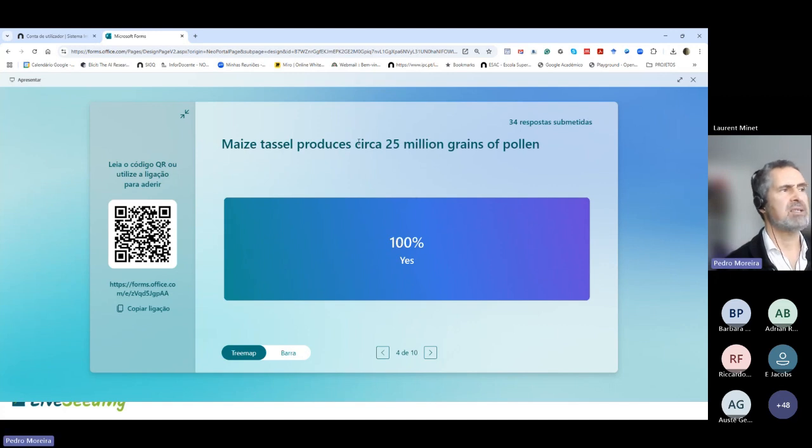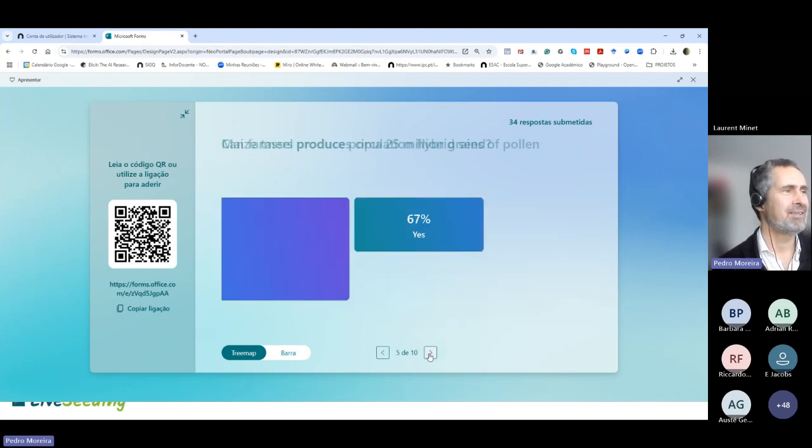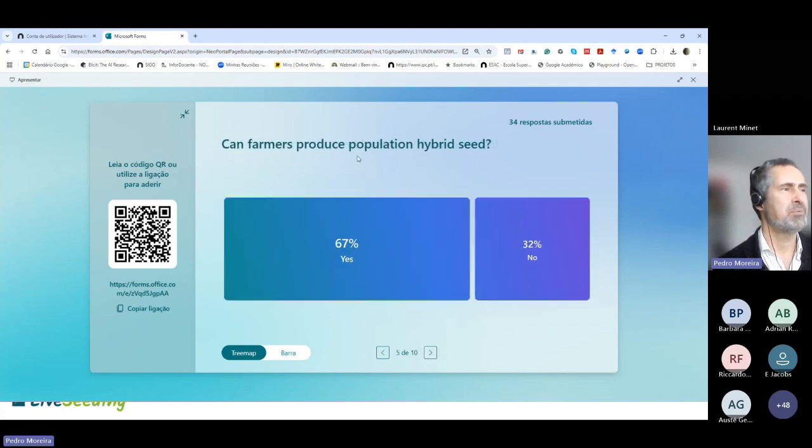The maize tassel produces pollen. Very good, excellent, it's 100% right. Can farmers produce population hybrid seed? Yes, it's possible if they have two fields, as I explained: one for the male, and another field for the female, for producing the seeds.